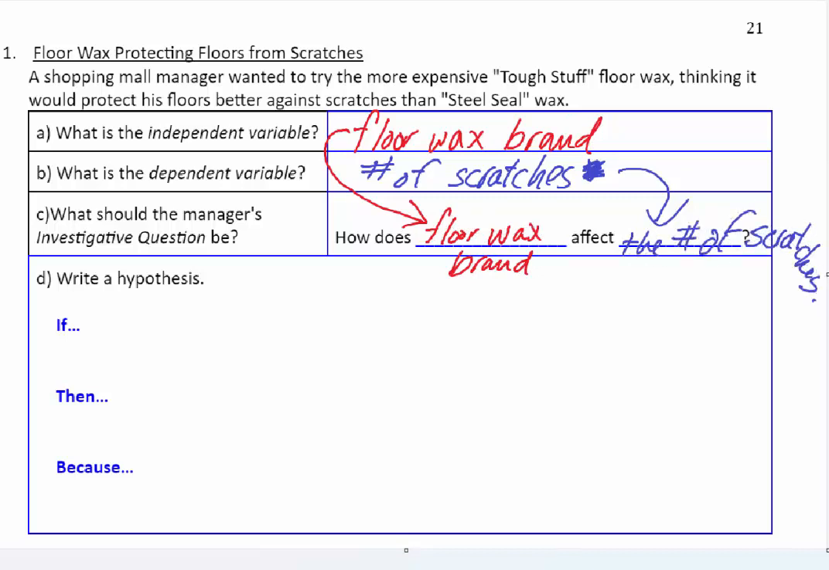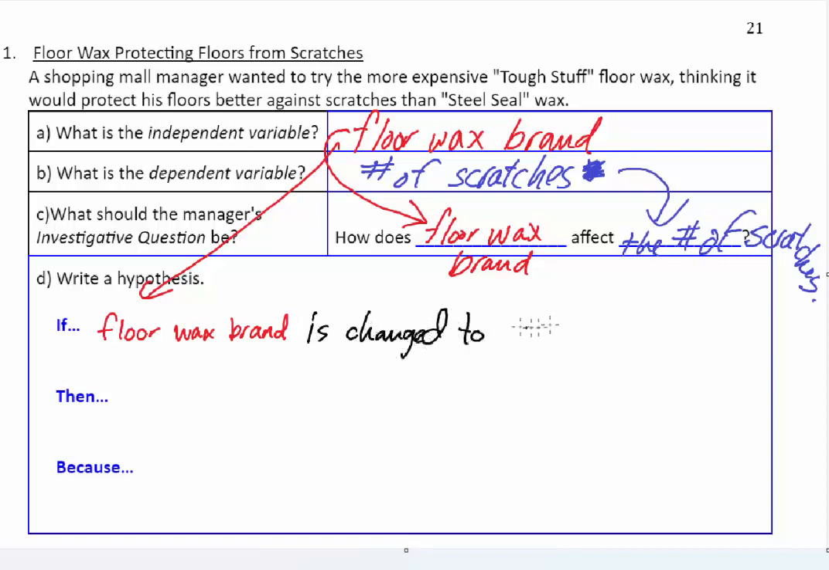All right, let's move on to writing a hypothesis. Which one always comes first? Do we start with the dependent or the independent variable? And we remember that in an experiment, we always start with the independent variable, the IV. So I'm going to include that. So I would write something like floor wax brand here. And we want to talk about what the store manager is going to do with the brand. He's going to change it. How is he going to change it? He's going to change it from Steel Seal to Tough Stuff. So we want to include that change at this point in time.